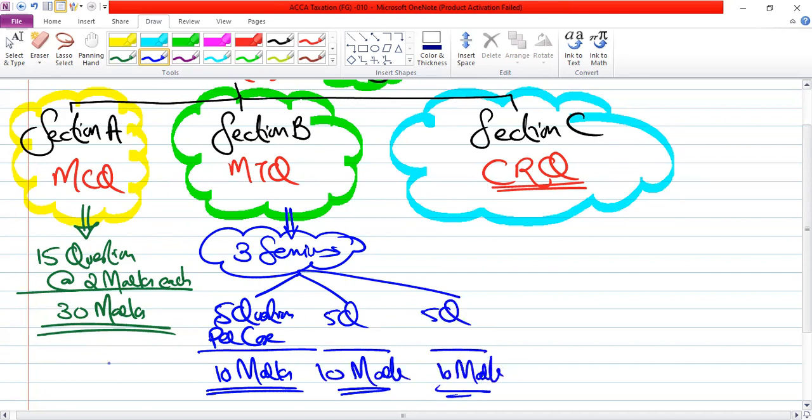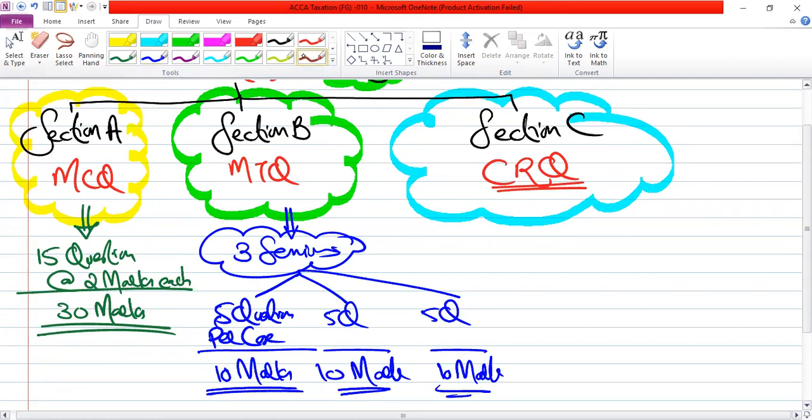Section A, 15 MCQs, each MCQ is of 2 marks, so 30 marks. Section B, 3 case studies or 3 scenarios. Each scenario is going to have 5 questions. Either they are going to be MCQs or fill in the blanks. Again, a similar pattern to your earlier papers of FD.